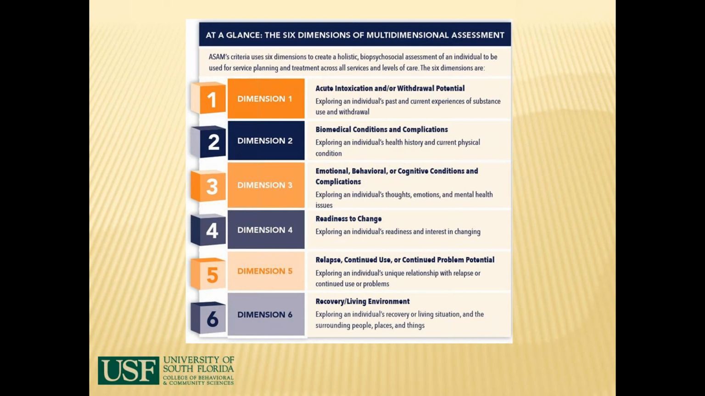Here, we look at the individual's unique relationship with relapse or continued use or problems. So we look for evidence that this person's in a situation where if we treat them on an outpatient basis, they're likely to be relapsing in the near future. For example, do they have a lot of access to substances, which also connects to dimension 6 to some degree? Are they living in an environment where they have a lot of dealers or suppliers for their substances, where they have a lot of peers, family members, or friends who abuse substances?